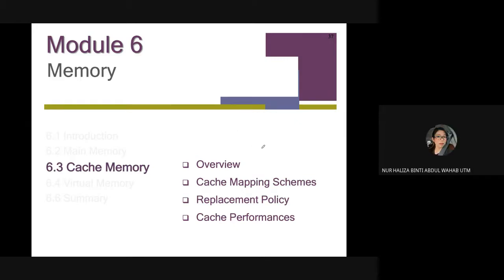Okay. So we're going to look into overview, cache mapping scheme, replacement policy, cache performance. Basically our 6.3 is quite long. So saya harap we tak bosan lah ya. It's quite long, and after this we're going to cover 6.4 because this one is only about 10 pages, just a bit of theory, it is not too much. So we proceed with cache memory.